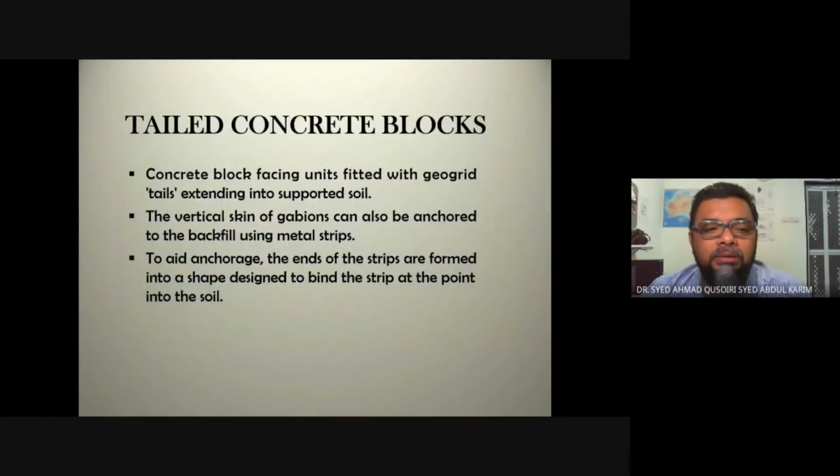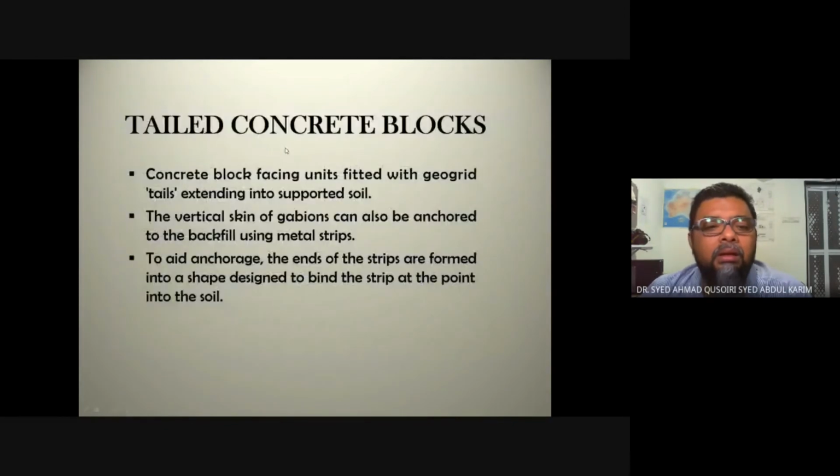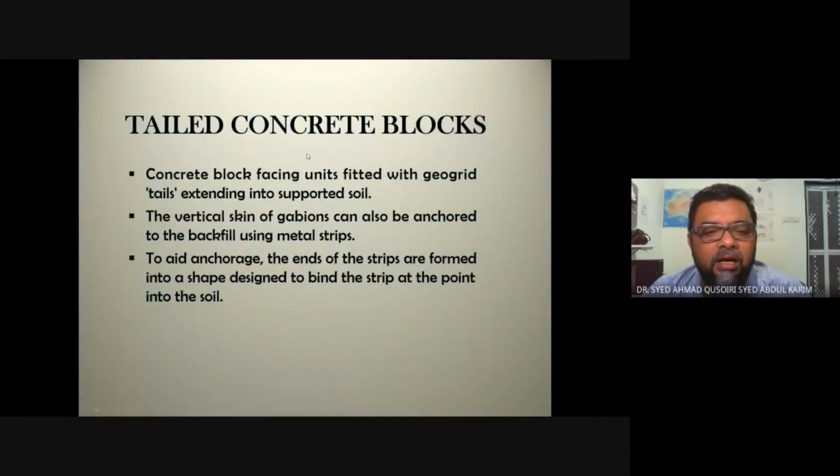Tail concrete blocks, I'm sure it's somewhat similar. Okay. Concrete block facing unit fitted with geogrid tail. So it has some sort of a tail, similar to this. In the previous case, they were using mesh reinforcement. In this case, they are using geogrid as the tail. The vertical skin of gabion can also be anchored to the backfill using metal strip. To aid anchorage, the ends of the strip are formed to a shape.